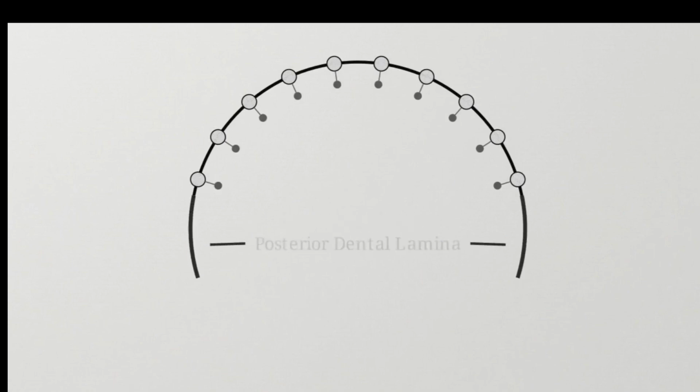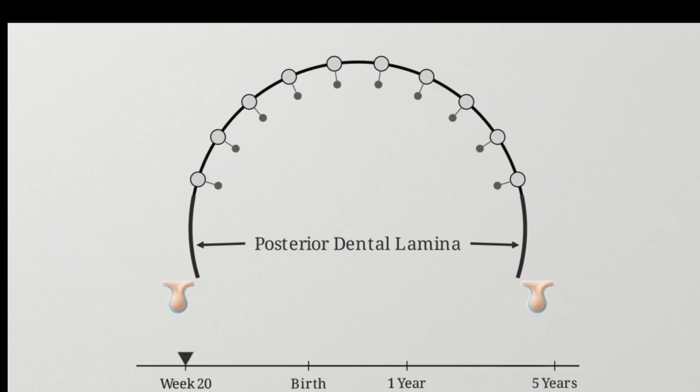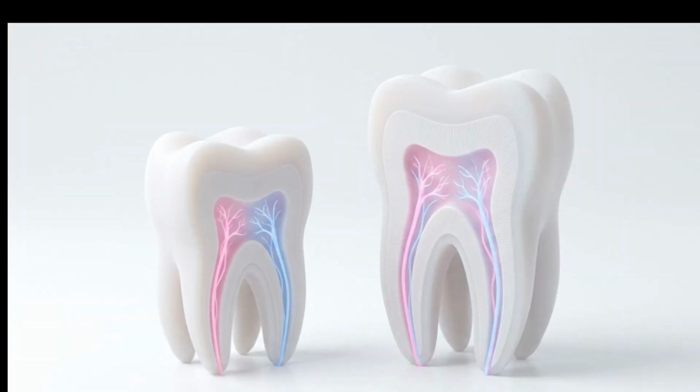There is one mechanical exception. The permanent molars do not have deciduous predecessors to branch from. Instead, they bud directly from the posterior dental lamina starting at week 20, continuing their development for up to 5 years after birth. Permanent dentition is not a separate biological process. It is a targeted, secondary activation of the exact same epithelial mesenchymal pathways established at week 6.